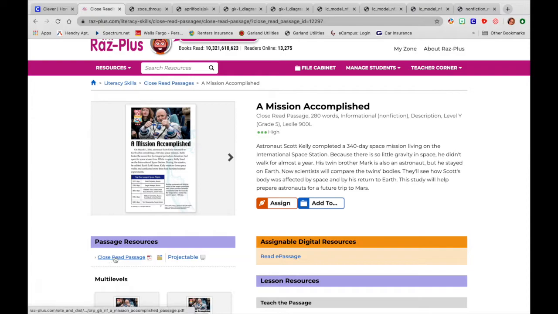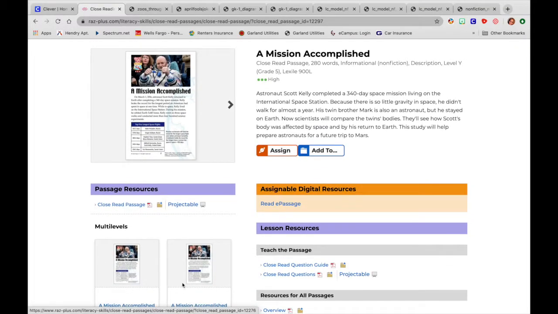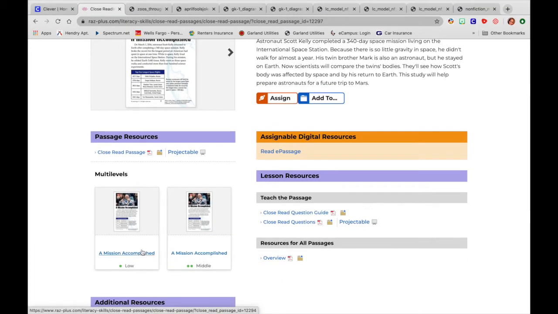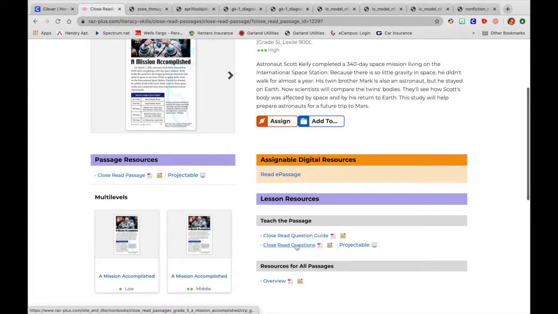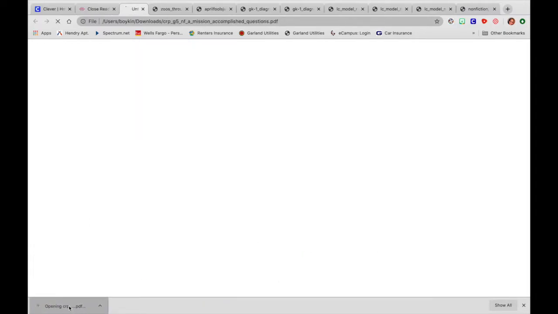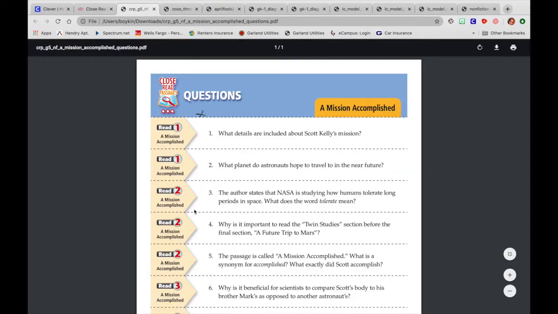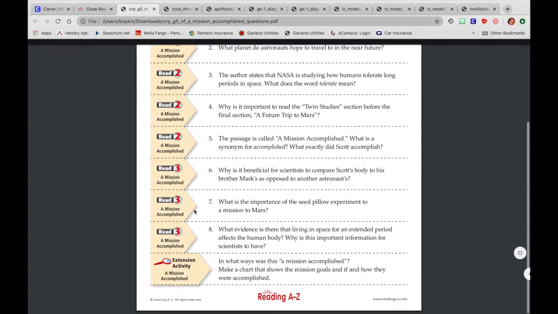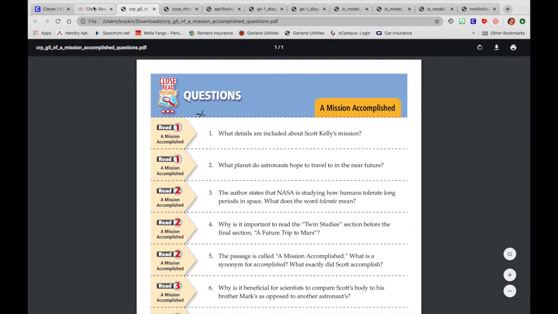You'll notice right here, you can actually print this close read passage. There's multiple levels of this close read passage, low, medium, okay? You have your close read guide. You have your close read questions. If you are wondering what questions should I be asking to prompt their thinking, you have those questions right here that you can be asking them.